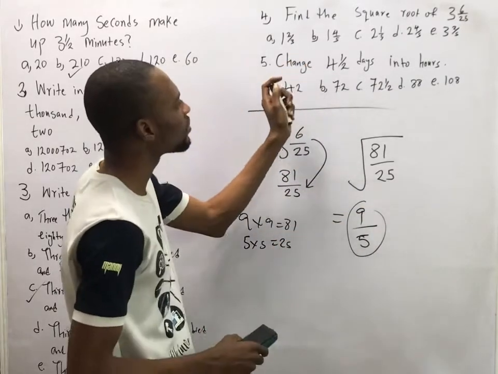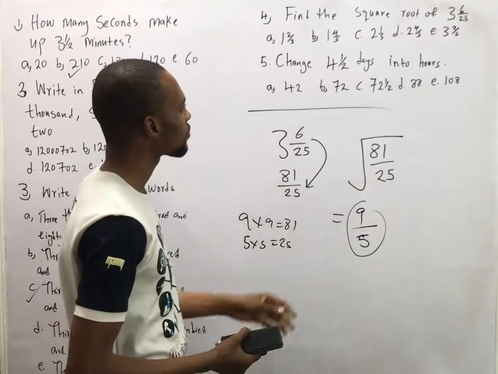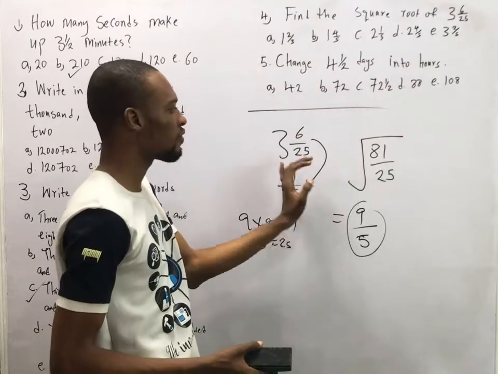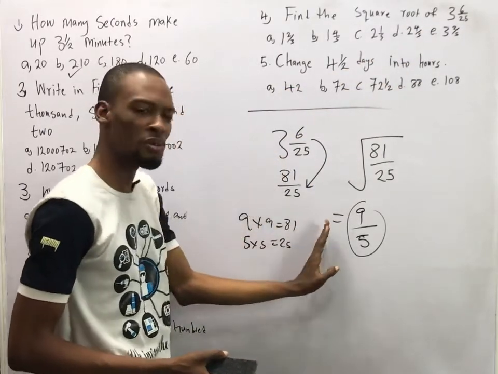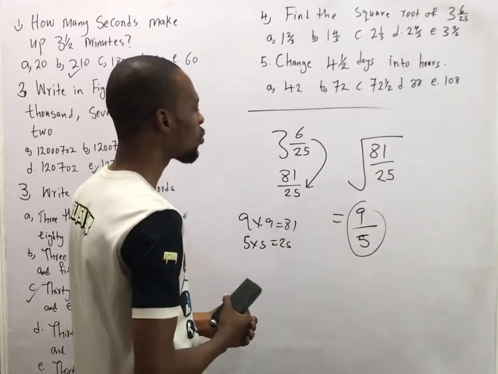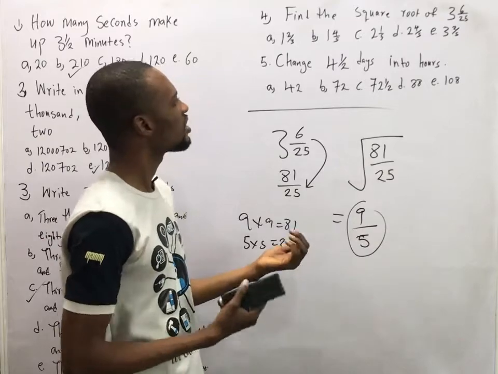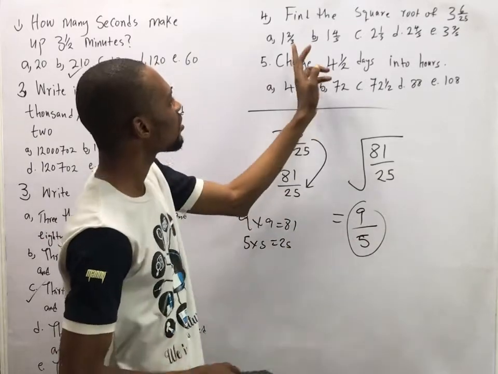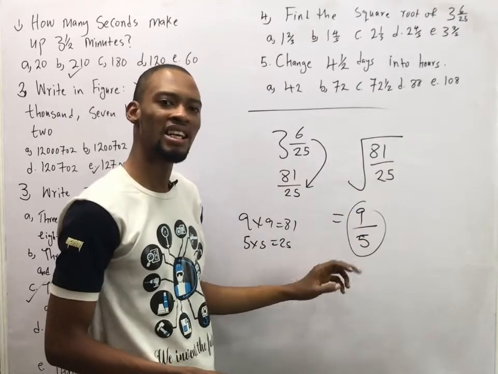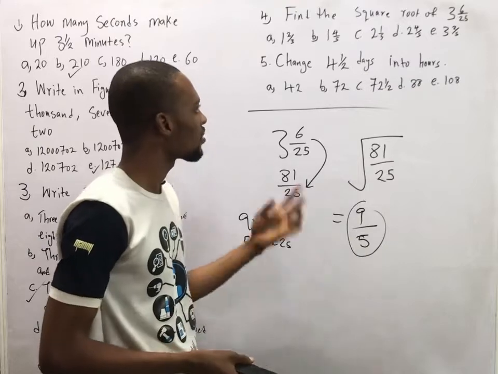But looking at the options, you will not see exactly 9 over 5. Why? Because the question was in mixed fraction. We converted to improper fraction to be able to solve, to make life easy for us. Now that we've gotten this, we have different ways of confirming the answer. The easiest thing to do is convert each of the options to improper fraction and check for the one that will give you 9 over 5. That is the answer. Let's try that.